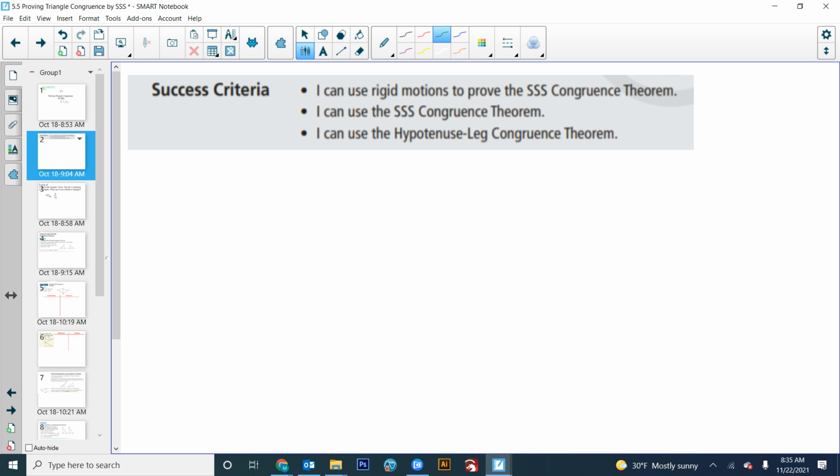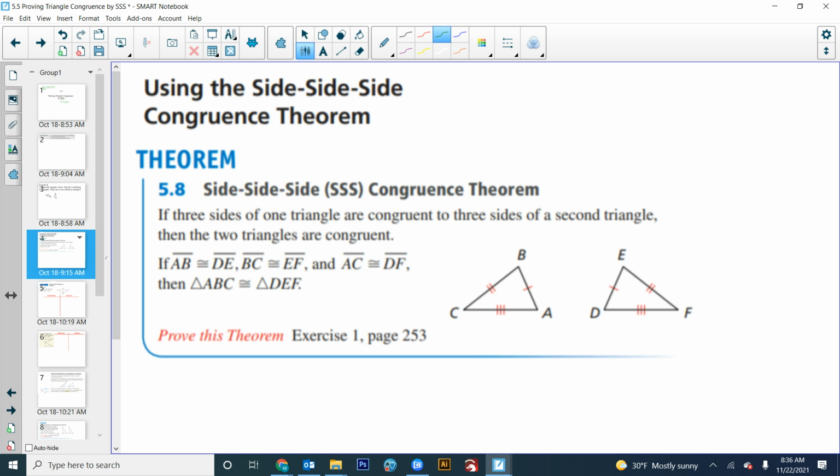Our learning targets today. I think you guys would all agree the rigid motion thing is going to be true. What does that mean? If you can translate and reflect and get one shape to match up onto another, they have to be congruent, right? Rigid motions. I can use SSS, and then we're going to do hypotenuse, leg. But first, SSS is easy. It's obvious. Side, side, side.